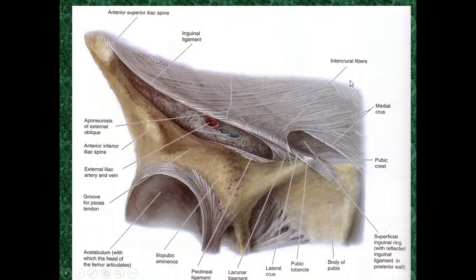So these are the fibers. This is the external oblique muscle, and this is the anterior superior iliac spine, and here is the pubic tubercle. And in between we have this free part of the external oblique, which forms the inguinal ligament.